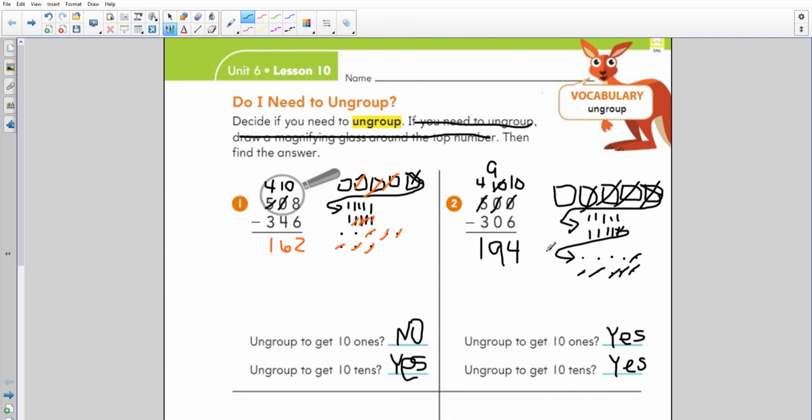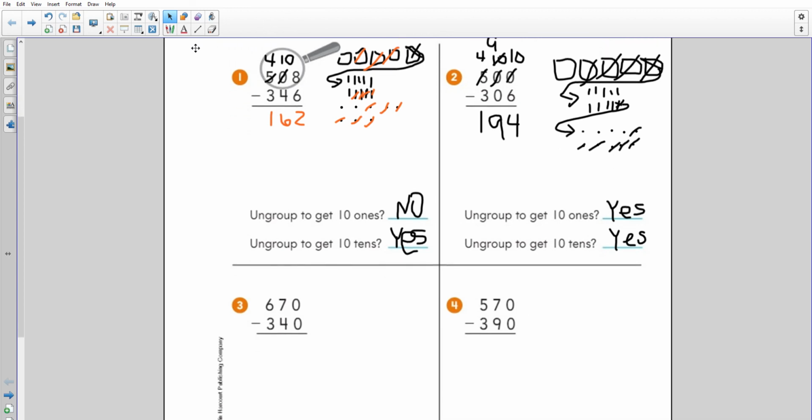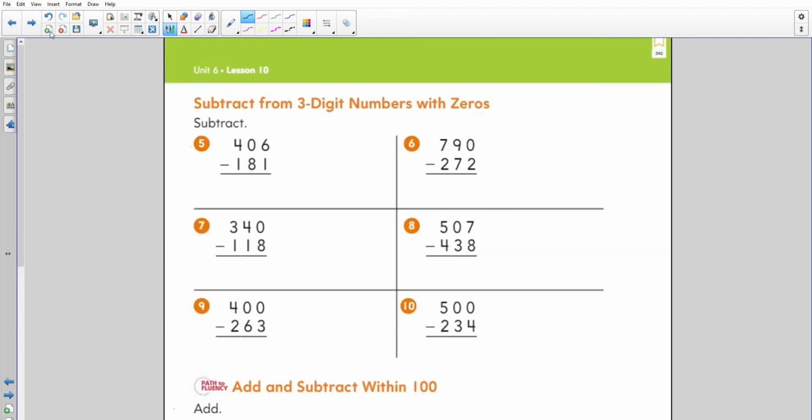So as I am working, I need to make sure I look for any time I need to ungroup. That will help me to make sure I know that I do my ungrouping. These questions at the bottom will help guide you before you do any other work. Please make sure that you are working on problems number 3 and 4. Have that checked over by an adult. Then go ahead and work on the very next page, page 342.